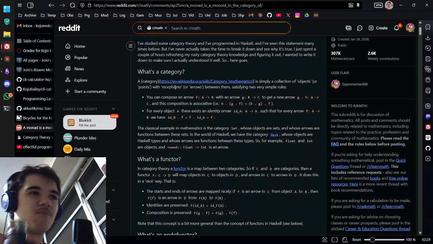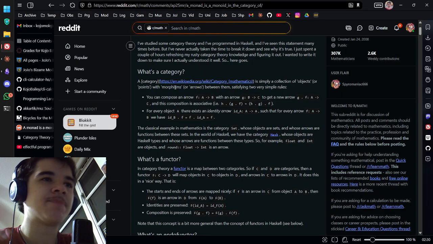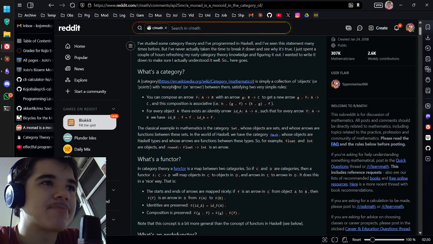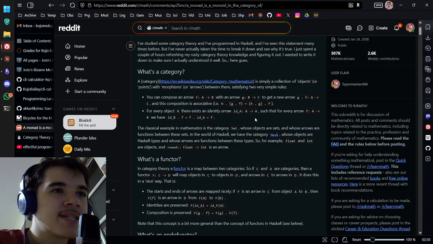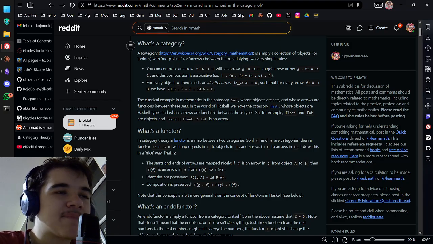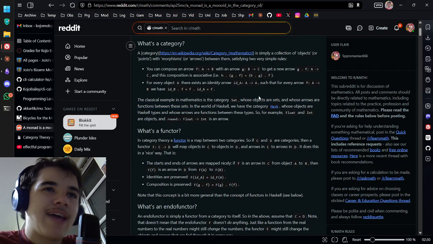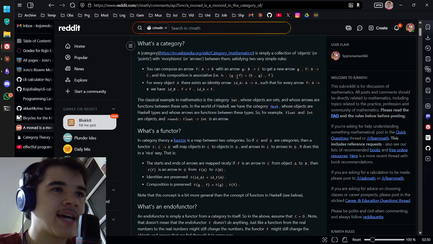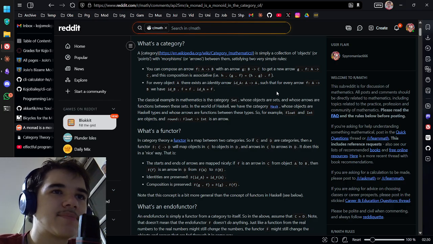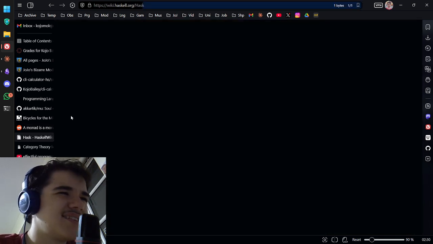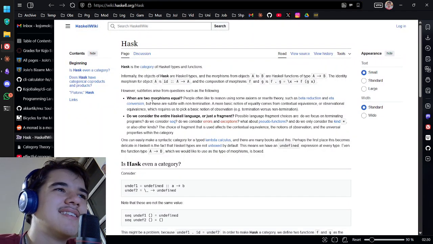You can compose an arrow. Okay. So we know what a category is. Yeah, set. Okay. The category Hask, whose objects are Haskell types and whose arrows are functions between those types. So float and int are objects, and round from float to int is an arrow. Is this true?